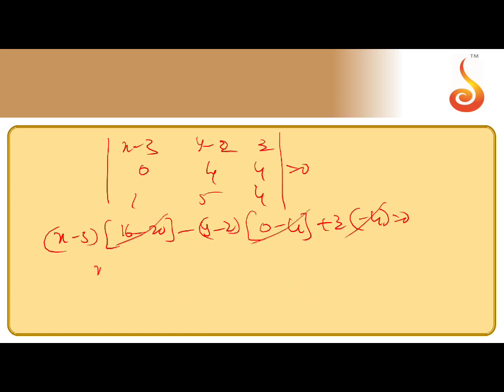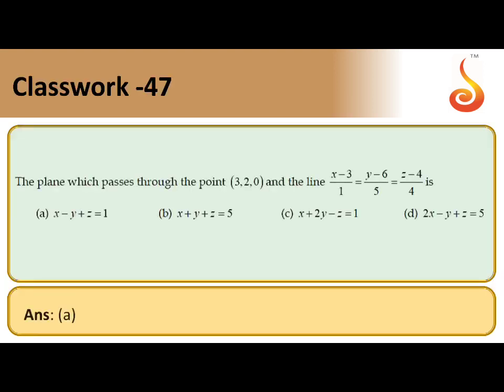This is cancelled. The remaining x minus 3 minus y plus 2 plus z equal to 0, means x minus y plus z minus 1 equal to 0. So what is the answer? X minus y plus z minus 1 equal to 0. Check the options. Which option is matching? X minus y plus z equal to 1. So option A is the right answer.